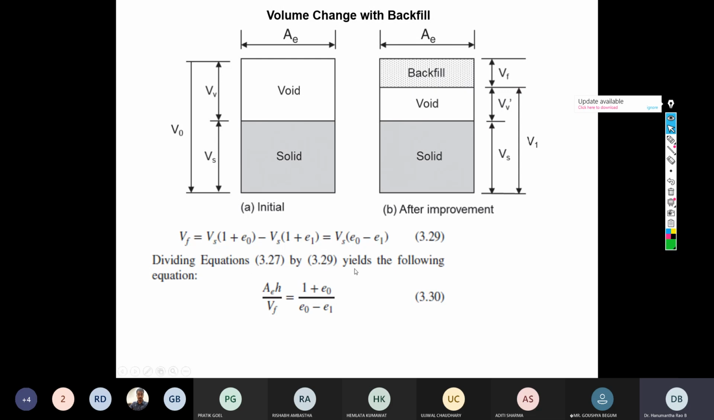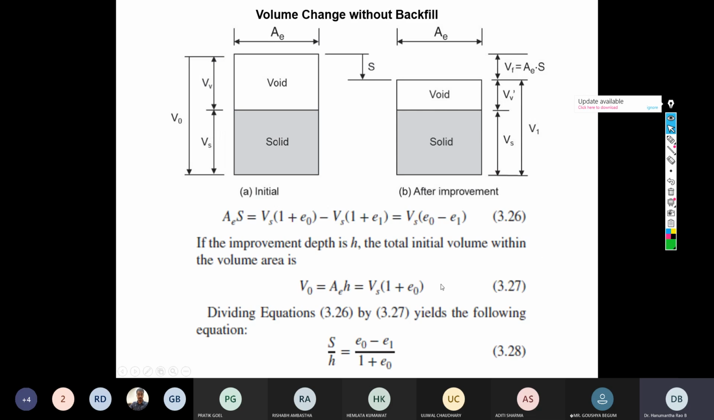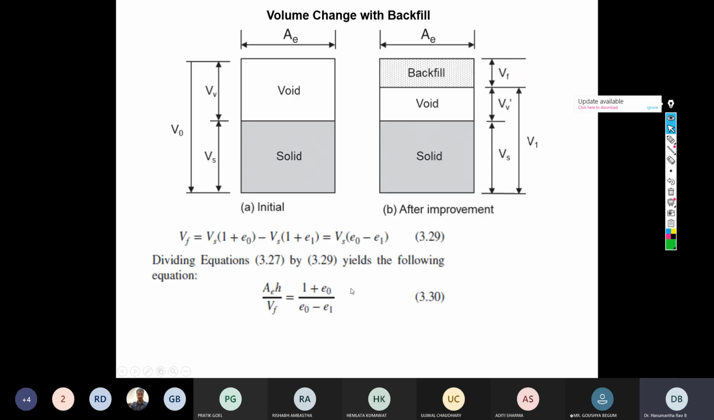So dividing equation 3.27, that is the initial volume of the entire equivalent area Ae into H, by 3.29, the final volume, we get Ae into H divided by Vf is equal to 1 plus e naught by e naught minus e1. This is simple mathematical jugglery. However, here our interest is to calculate how much volume of backfill material is required. In the earlier case, our interest was to determine the probable subsidence.